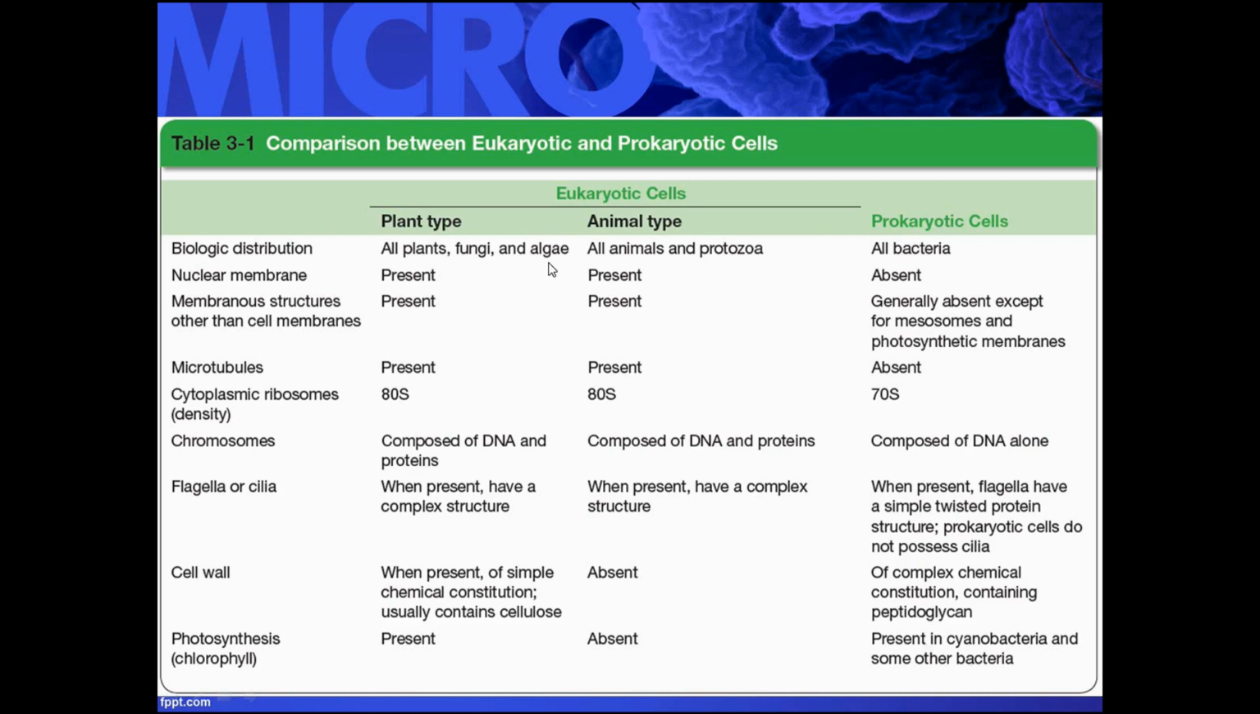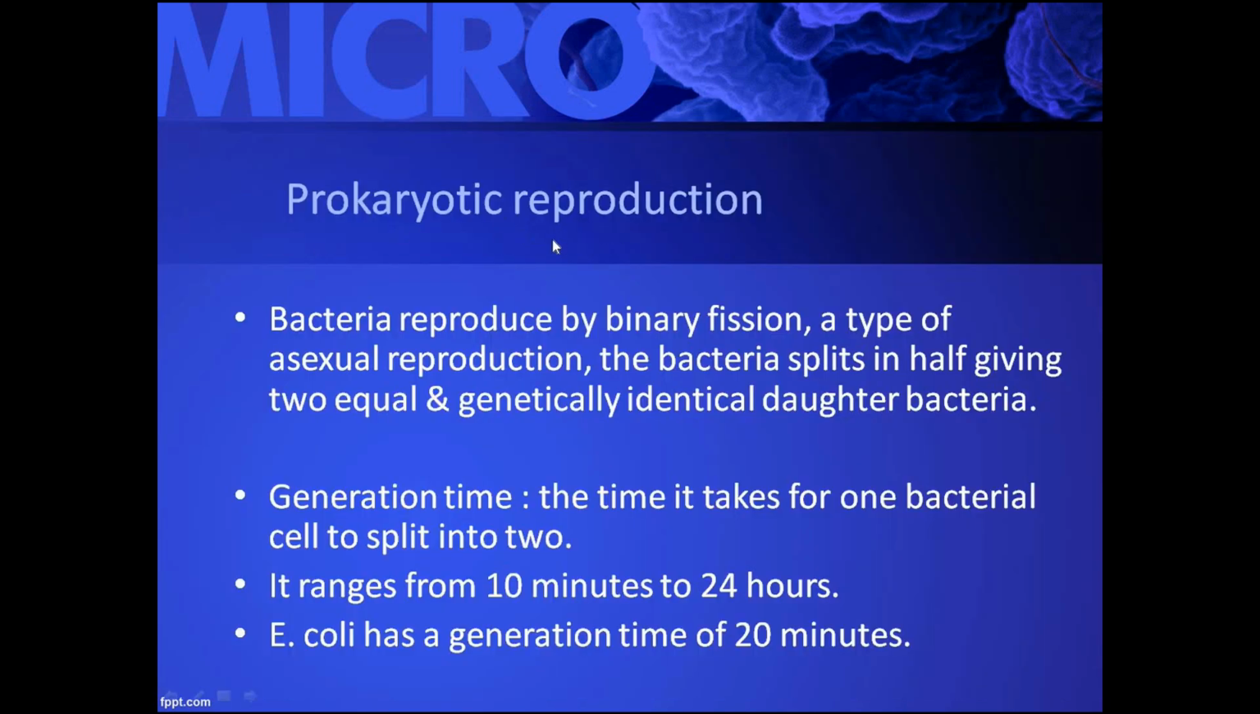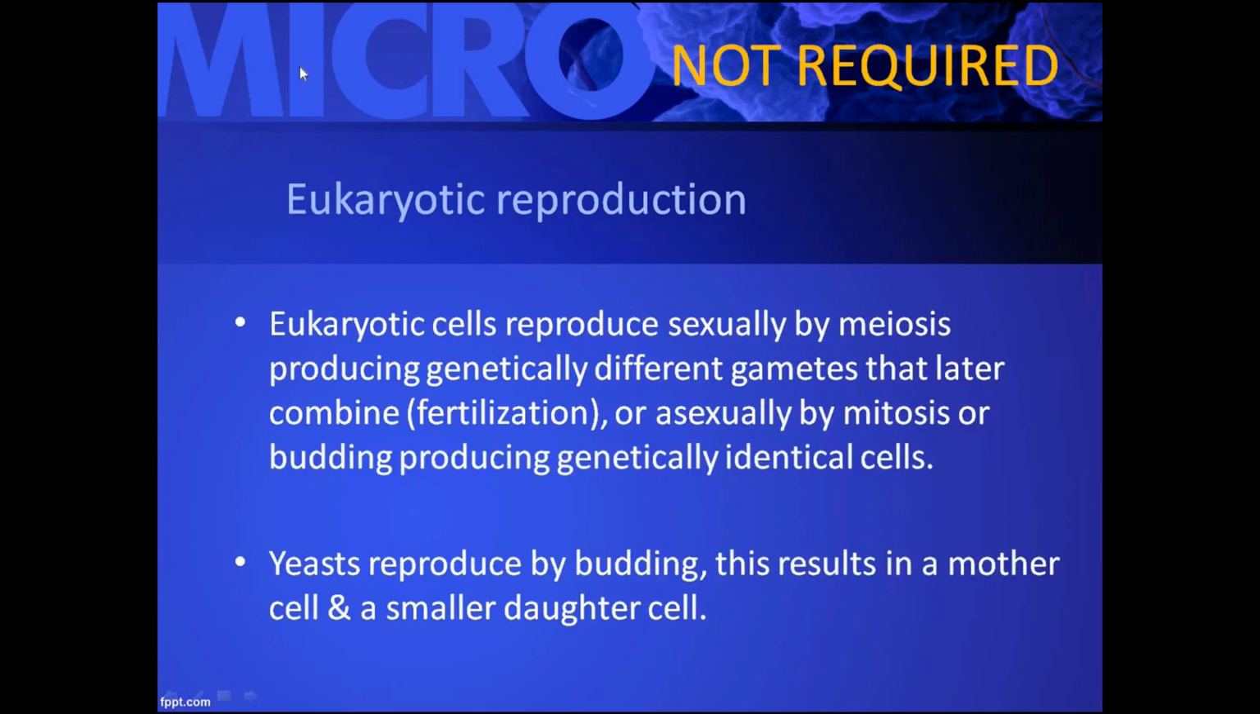The prokaryotic reproduction: the bacteria reproduce by binary fission, a type of asexual reproduction. The bacteria splits in half, giving two equal and genetically identical daughter cells. The generation time is the time it takes for one bacteria to split into two. It ranges from 10 minutes up to 24 hours. The E. coli, you have to remember this, the E. coli has a generation time of 20 minutes.